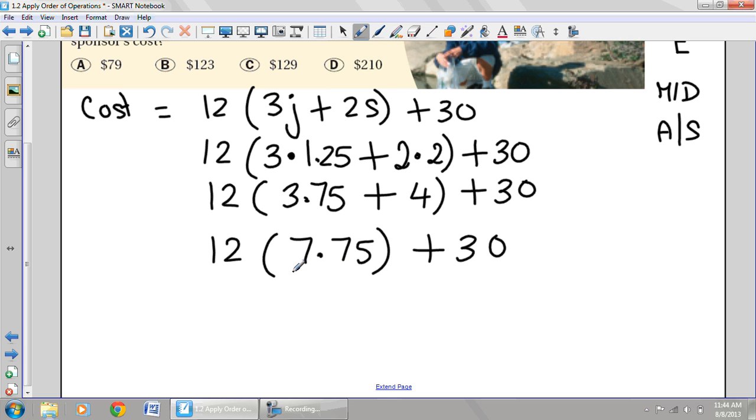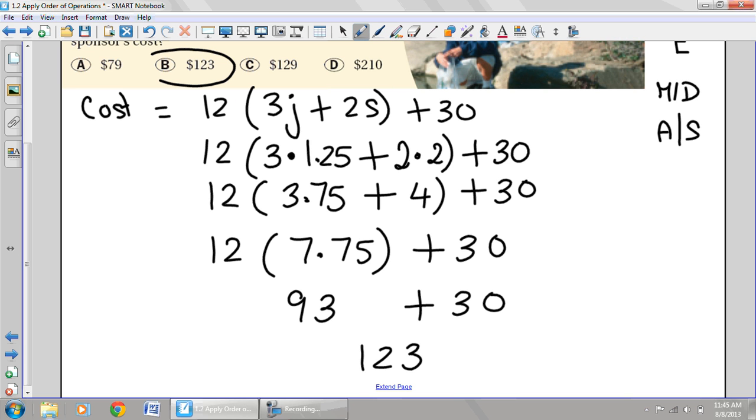12 times 7.75. Use your calculator and multiply 12 and 7.75 and check that you get 93, plus 30. 93 plus 30 gives you 123. The answer is B.